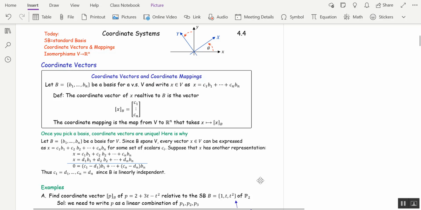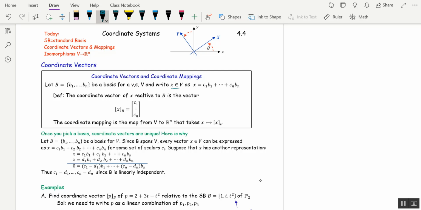Welcome to section 4.4. It's a big section, so let's just jump right in with the definition of a coordinate vector. Suppose you have a basis for a vector space. You can write every vector in the vector space as a linear combination of those basis vectors. That's because the basis vectors span the vector space.